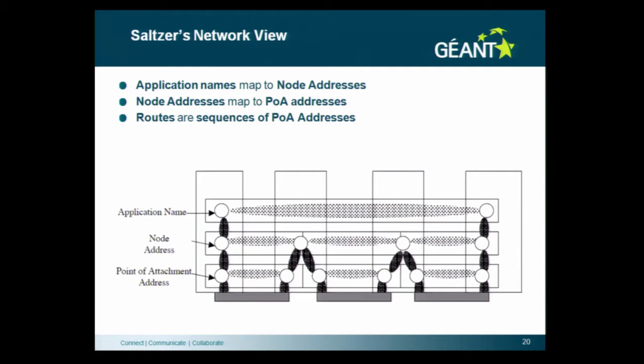So the network view of Salter is that your application name will map to an address, so you need to resolve the address of an application. The node addresses map to point of attachment addresses. To go in the layer below, you select your interface towards the next hop, because in a network you can have multiple interfaces between the same hosts and multiple paths, and yep, that's basically it.